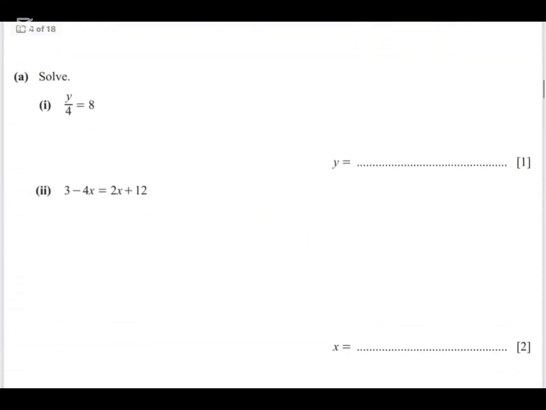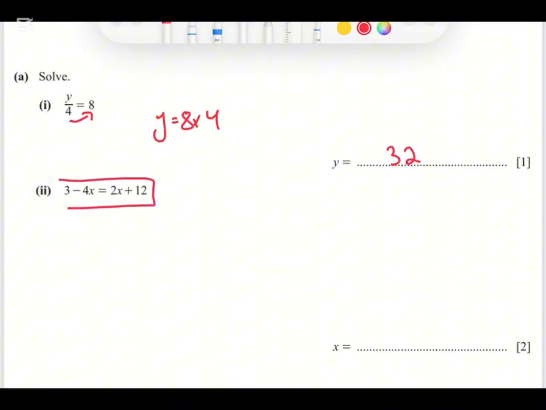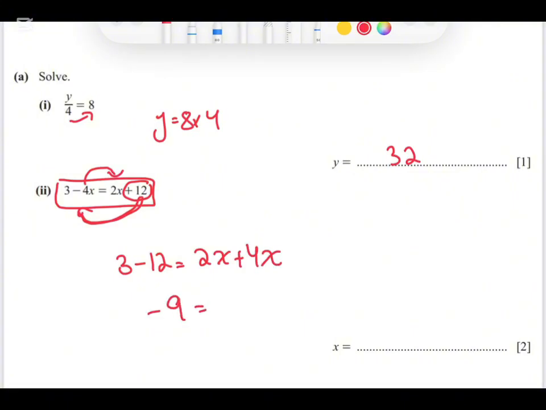Now this question we have to solve. 4 is dividing, so it will go to the other side and multiply. So 4 times 8 is 32. That's it. And this, okay, so as I told you, the same variable will add and subtract with the same variable. So what I need to do, I will move 4x to this side and I will move 12 to this side. When I move this positive 12 to the left hand side, it will become negative 12. When I move negative 4x to the other side, this will become positive 4x. So now 3 minus 12 will be negative 9, and this will be 6x.